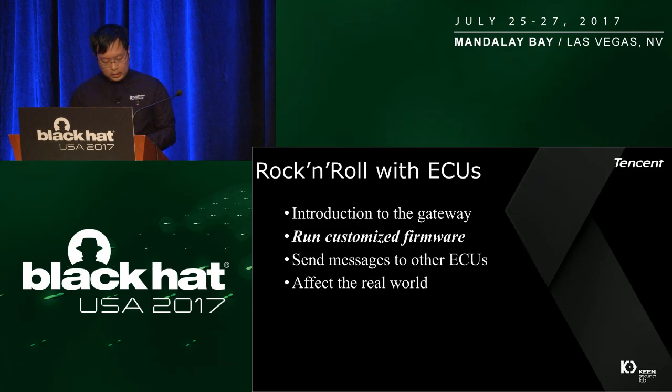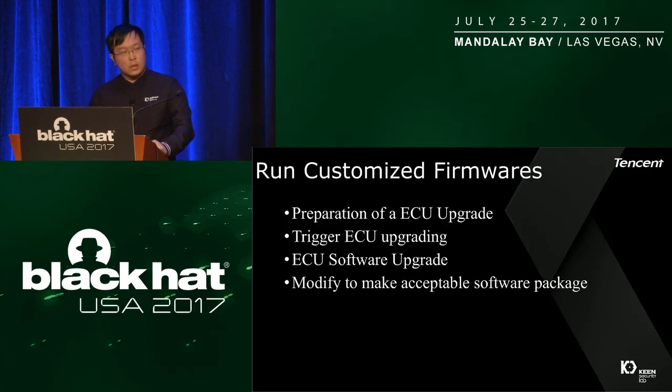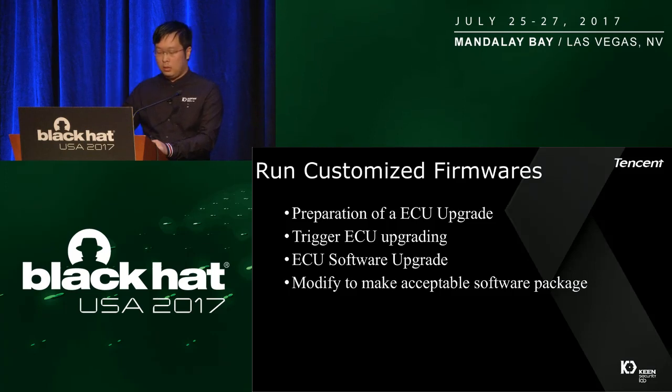So, when we are talking about running our own code or firmware, the easiest way is OTA upgrading. Here I will introduce how to run your customized software on it. It contains these parts: the preparation of our upgrade and how to trigger the ECU upgrading, and also the detailed information of our software upgrade. Then I will explain how to modify it to make an acceptable software package.